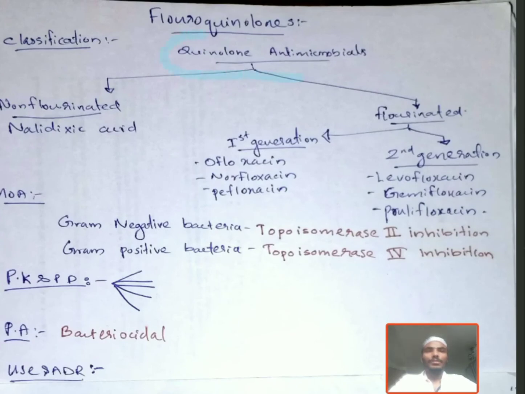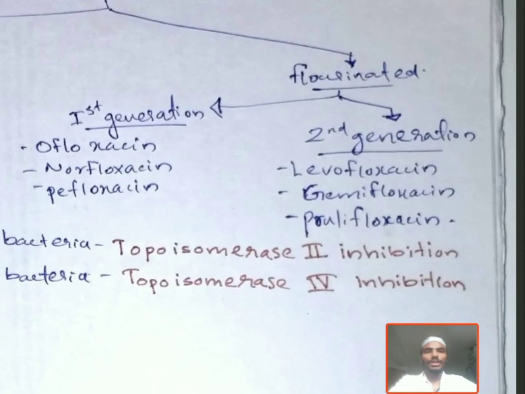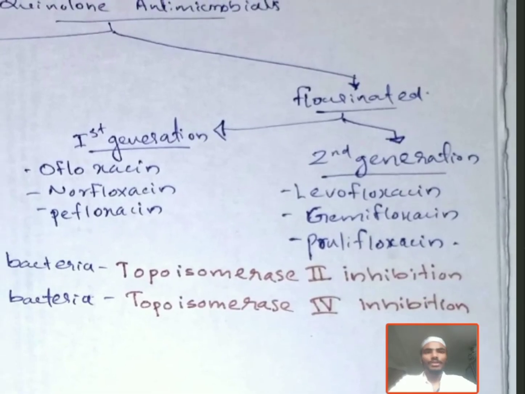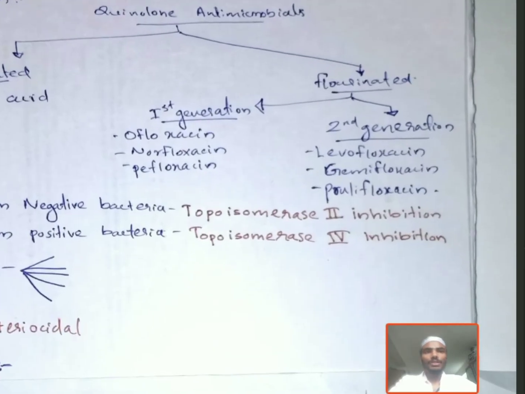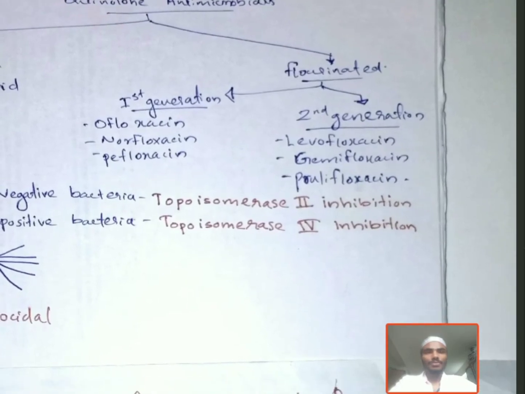The quinolone antimicrobials are basically divided into two groups based on the fluorine content: non-fluorinated quinolone antimicrobials and fluorinated quinolone antimicrobials. The first developed quinolone antimicrobial was nalidixic acid, which was non-fluorinated. Fluorinated quinolone antimicrobials are known as fluoroquinolones.